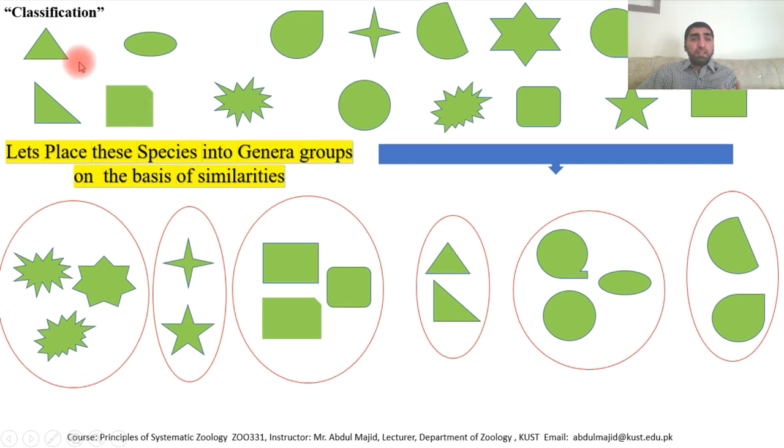So these were different objects, and these were 1 2 3 4 5 6 7 8 9 10 11 12 13 14 15 16. These were 16 objects, but we placed them in 1 2 3 4 5 and 6 groups. So the number 16 was reduced into 6. How? On the basis of certain similarities, we placed them in similar groups.